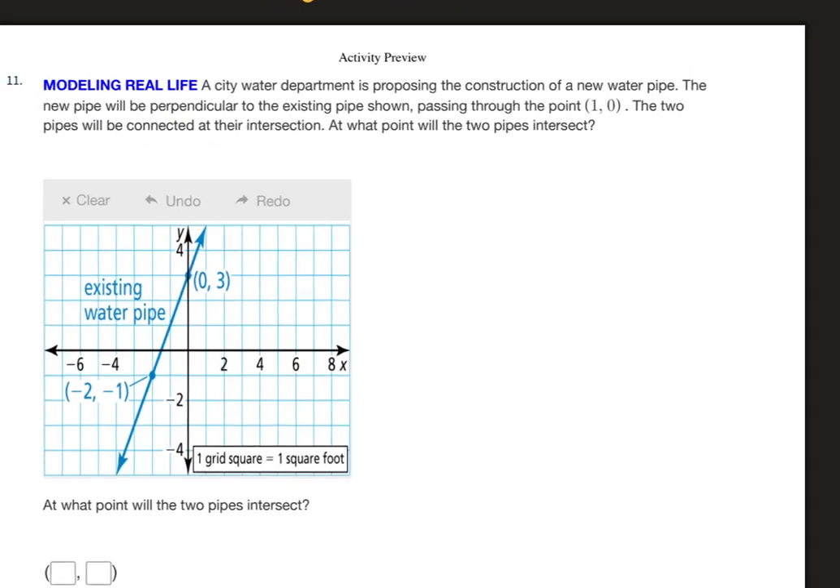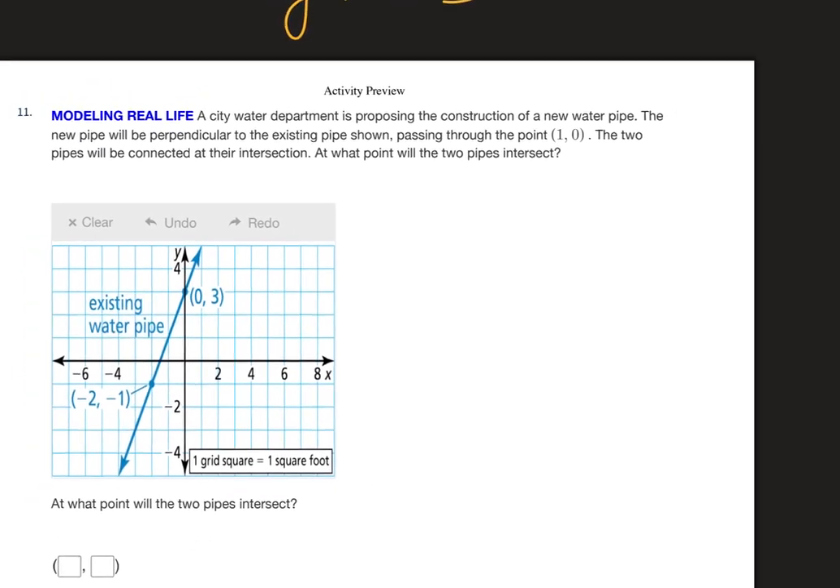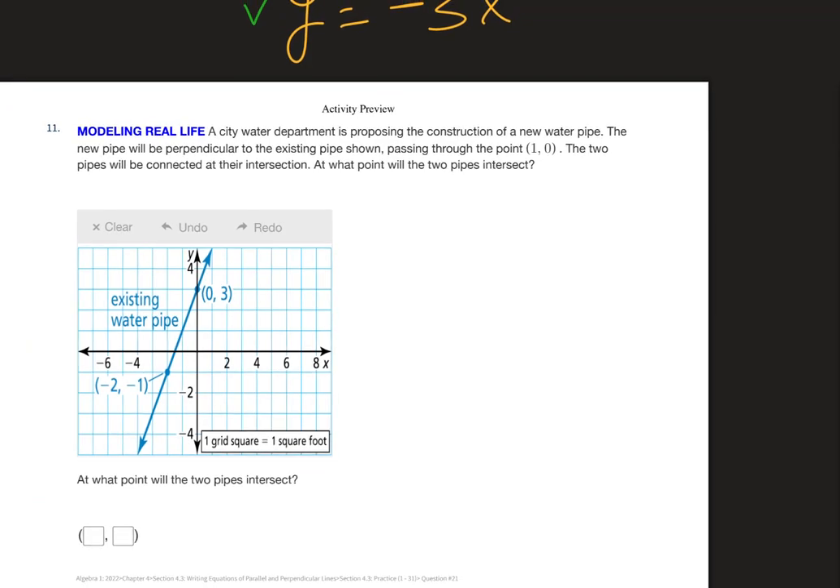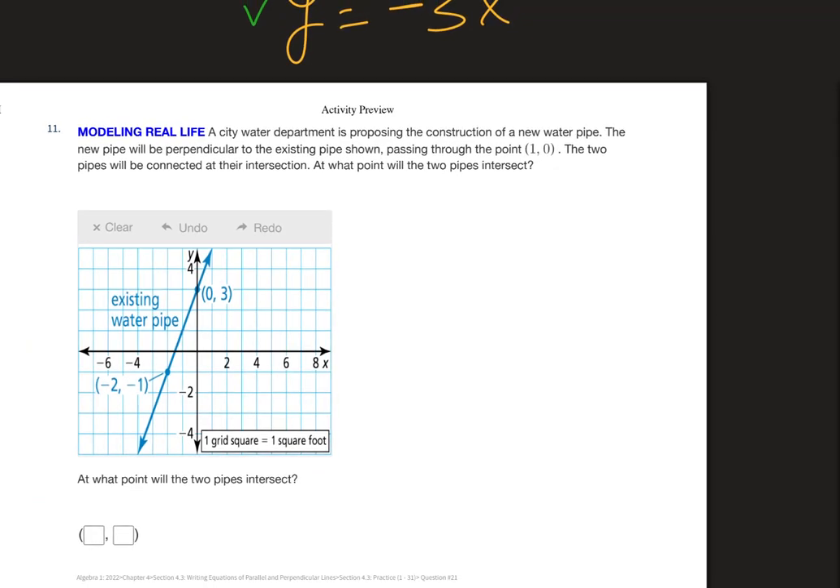Modern life situation. The city water department is proposing the construction of a new water pipe. The new pipe will be perpendicular to the existing pipe, which is shown, and it is passing through a given point. Okay, so they've given us everything we need to know. The two pipes will be connected at their intersection. At what point will the two pipes intersect? Well, let's find out.